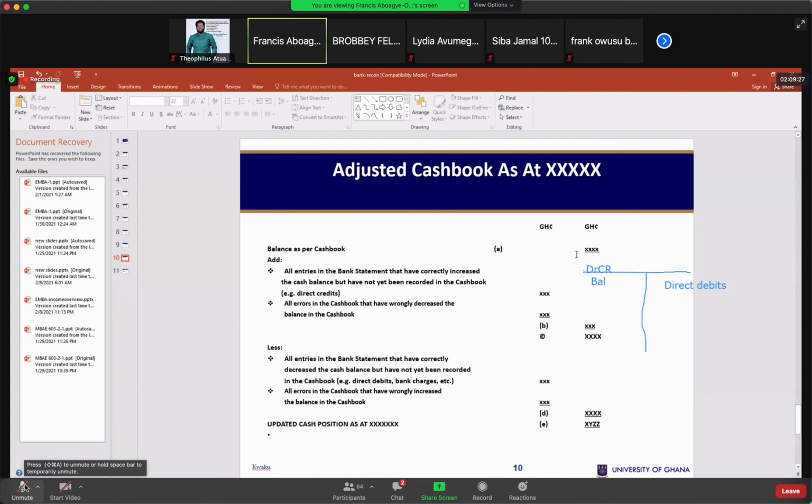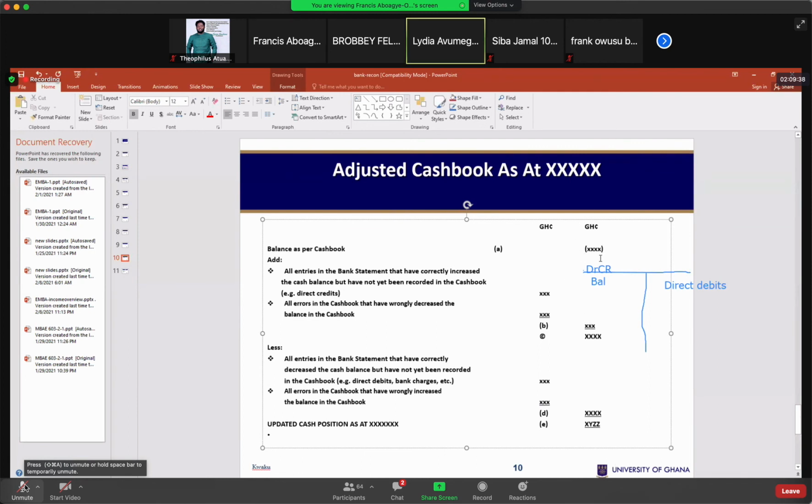Okay. So if this was an overdraft, we would have put this one in parentheses. It means that this is negative, and whatever figure we get, we are adding this one to a negative figure. That's the way to do it. If it was an overdraft, then this will be negative. Overdraft means that you've overdrawn your balance, and because you've overdrawn your balance, it is negative. So if there are credits, the credit will be positive, but we are adding the positive to the negative. That's the way to do it.